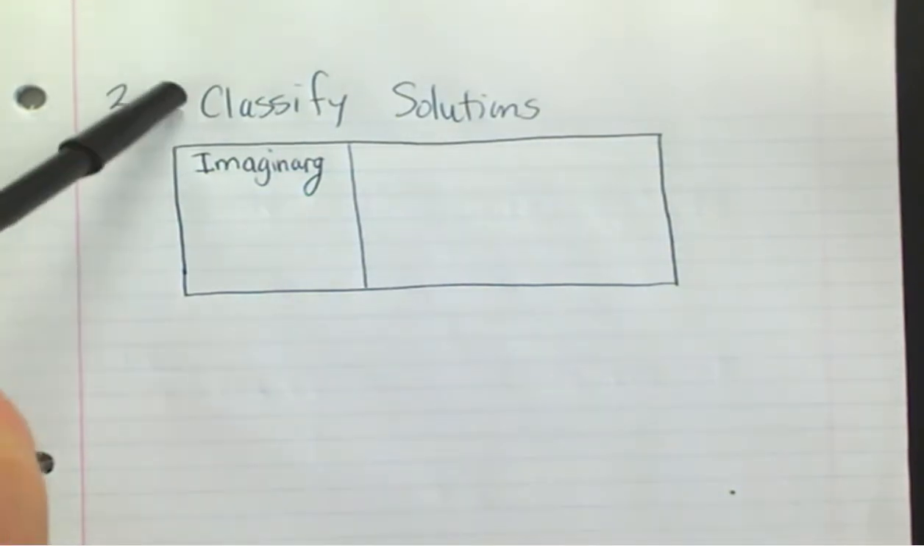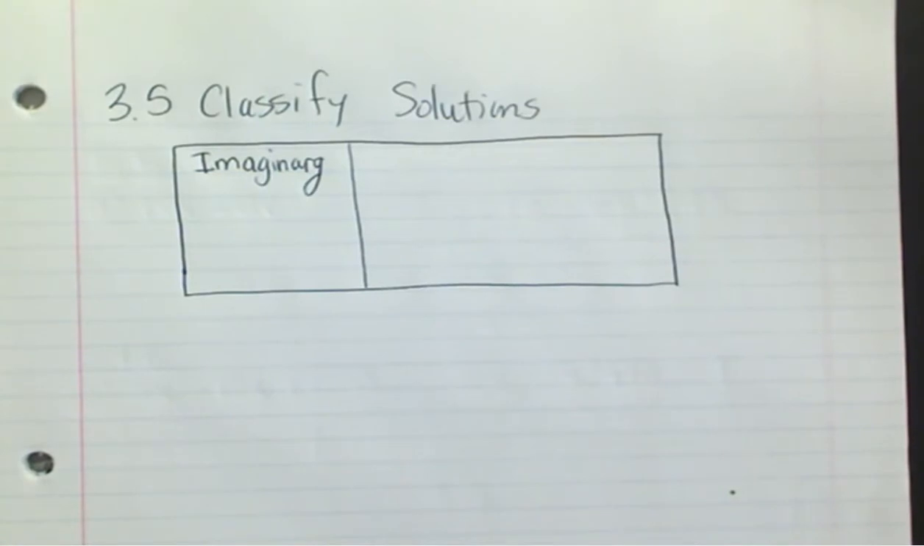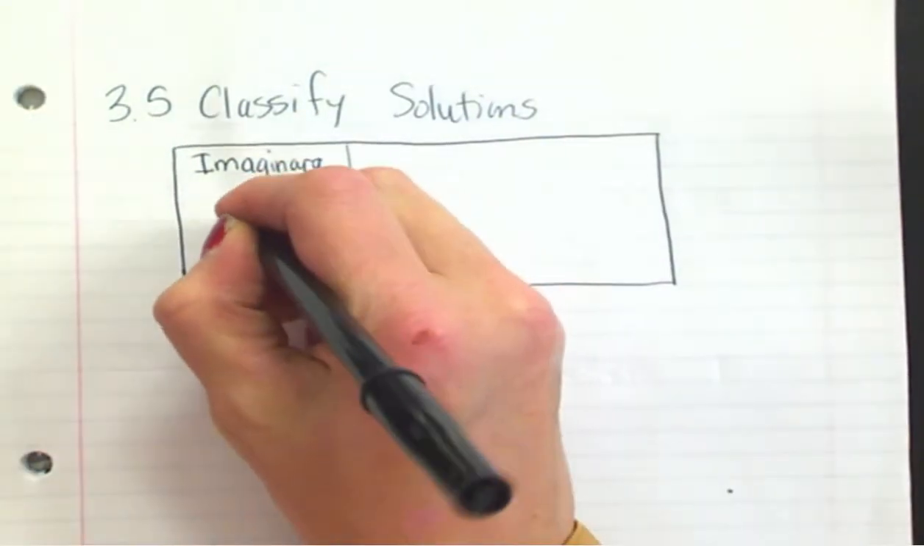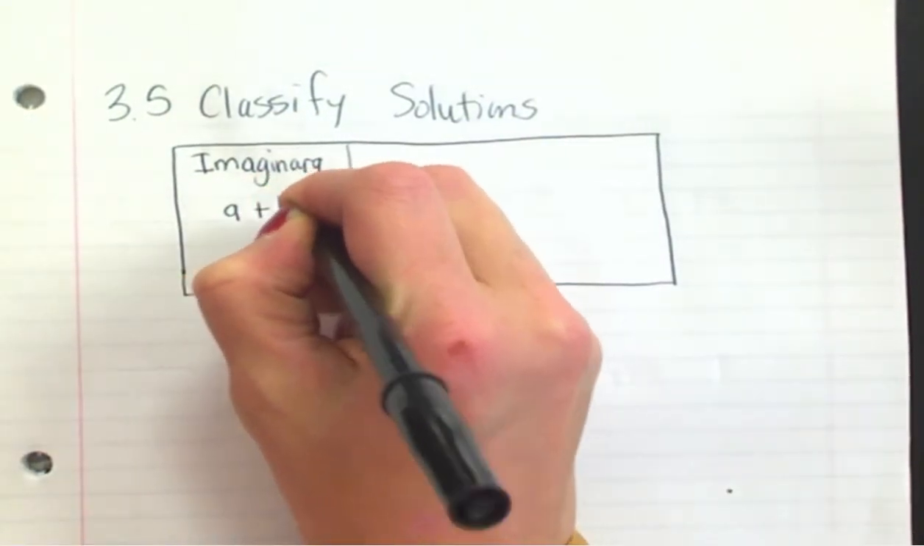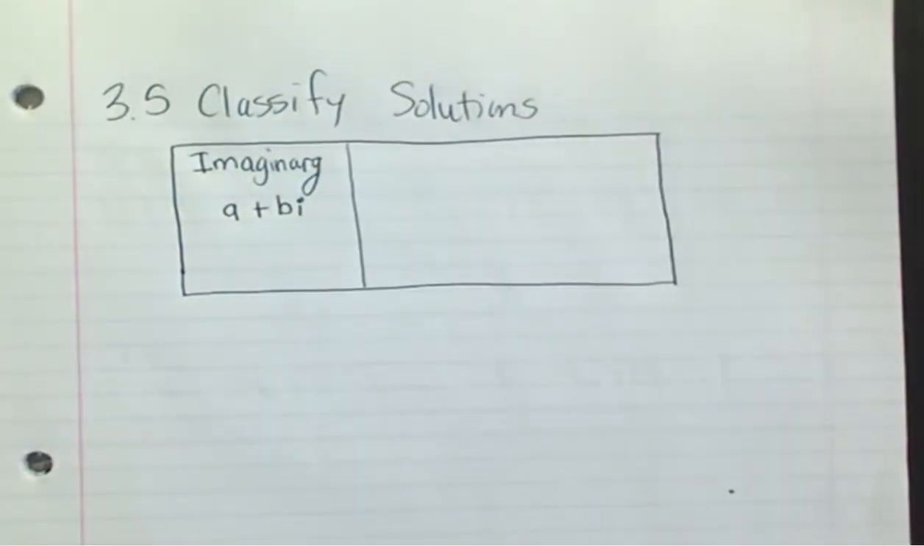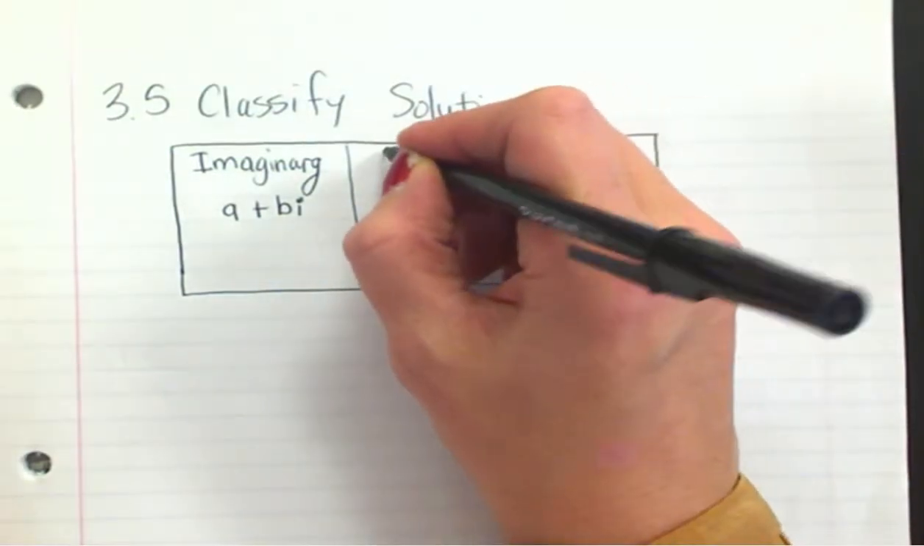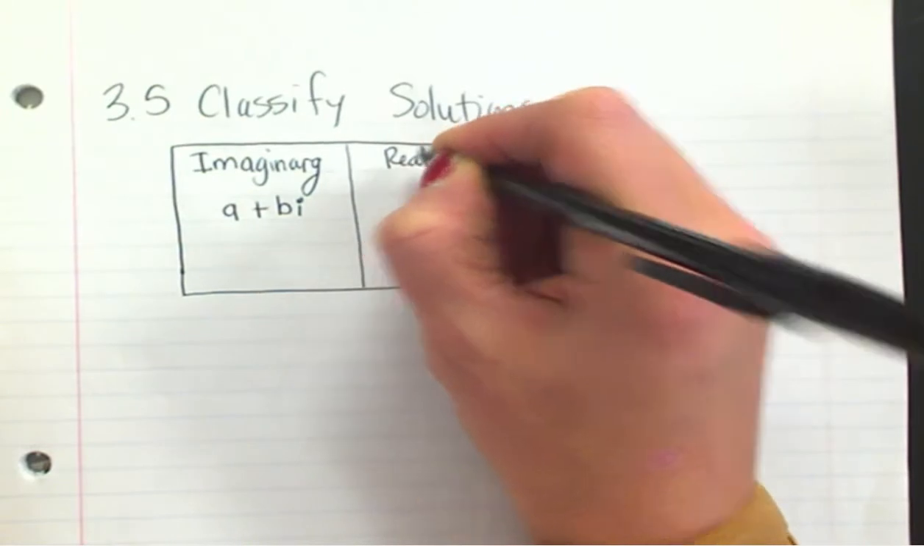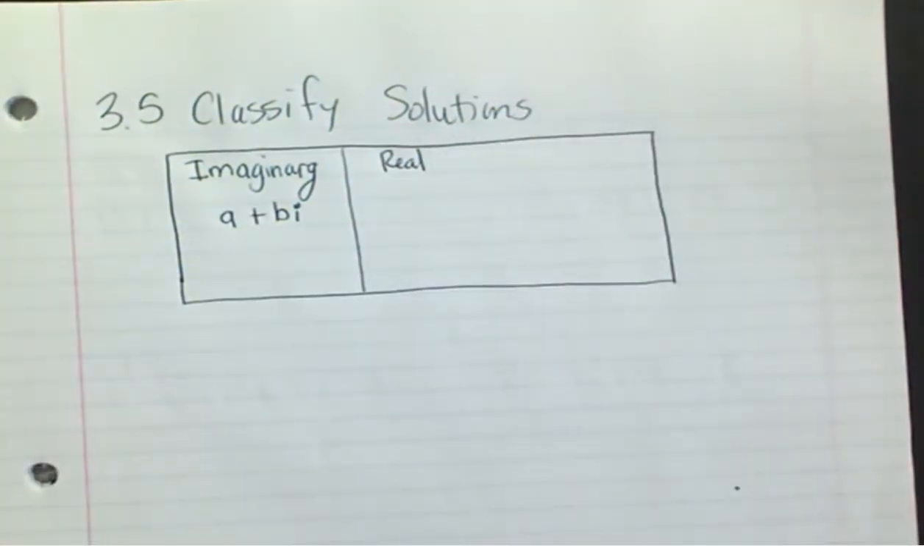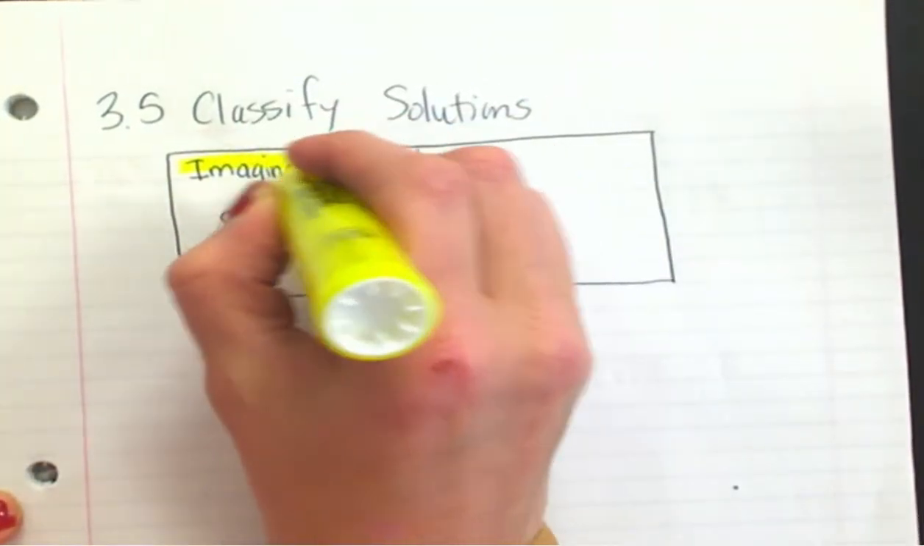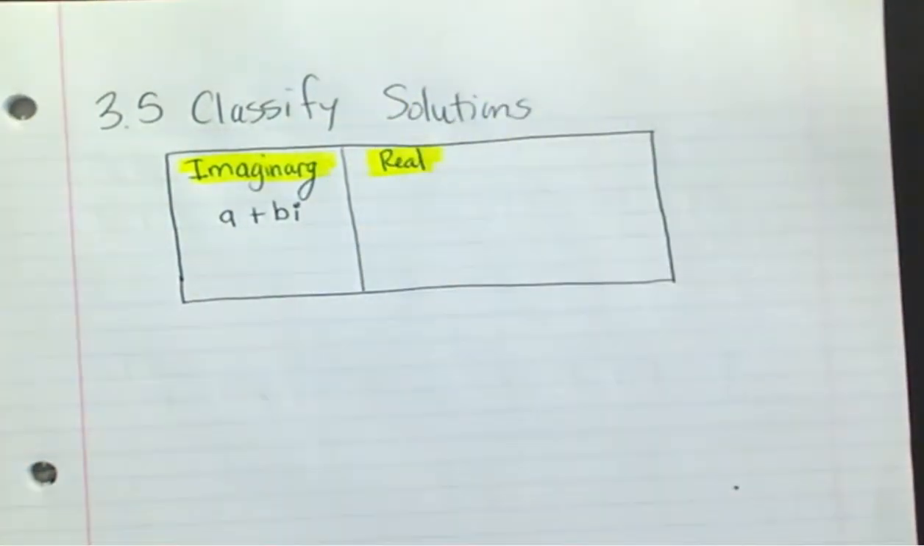Okay, we are classifying solutions. We started using some vocab last week. Today we're going to formalize that vocab and we're going to use it some more. Imaginary numbers have an I. Okay, we have real. Notice that my only two choices are real or imaginary. That's it. Those are the only two choices you get.